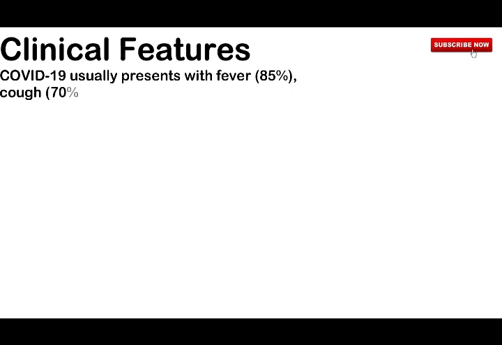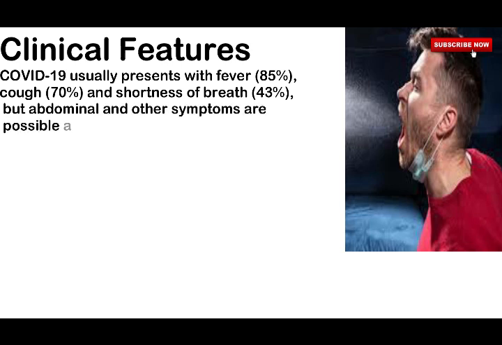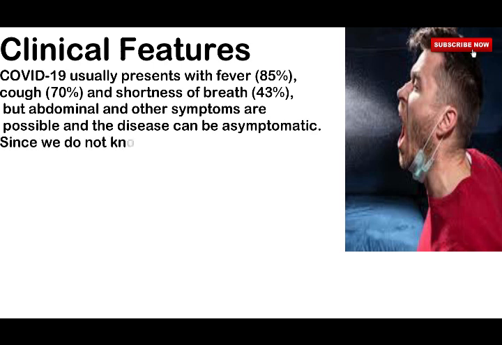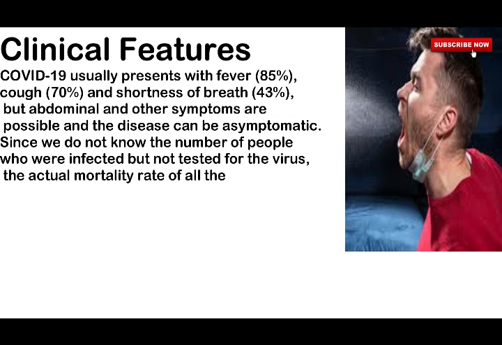Clinical features. COVID-19 usually presents with fever 85%, cough 70% and shortness of breath 43%. But abdominal and other symptoms are possible and the disease can be asymptomatic. Since we do not know the number of people who were infected but not tested for the virus, the actual mortality rate of all the people that are infected is probably much higher.